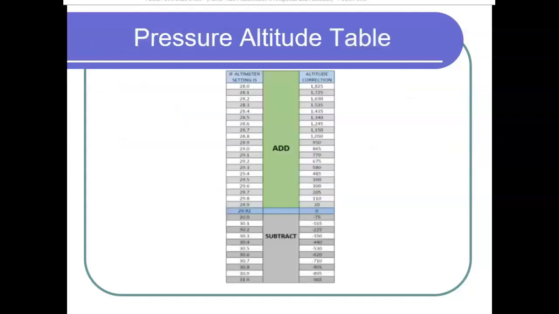Here's a pressure altitude table used to convert indicated altitude to pressure altitude based on the local altimeter setting. Notice that at the standard pressure of 29.92 inches of mercury, there's a zero adjustment. And if the altimeter setting is greater than 29.92 inches of mercury, we have to subtract to convert indicated altitude to pressure altitude. If the altimeter setting is less than 29.92 inches of mercury, we have to add to make the correction.